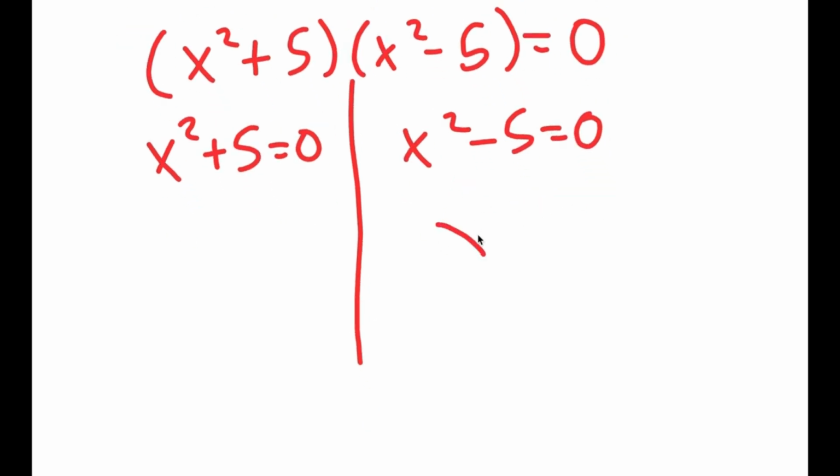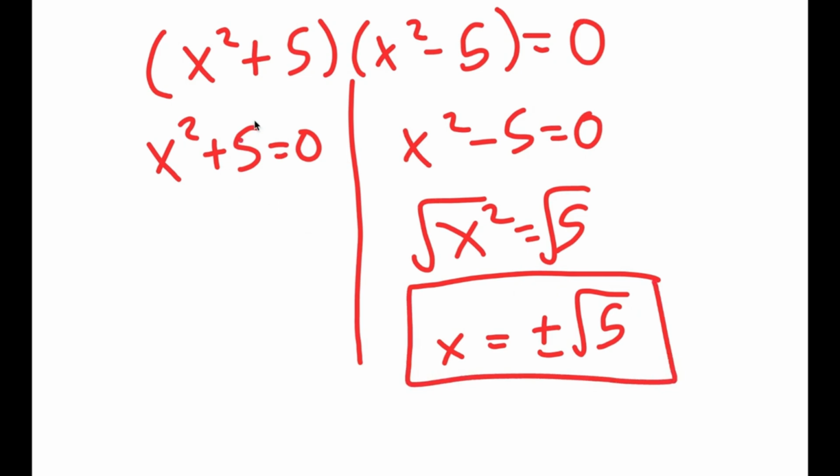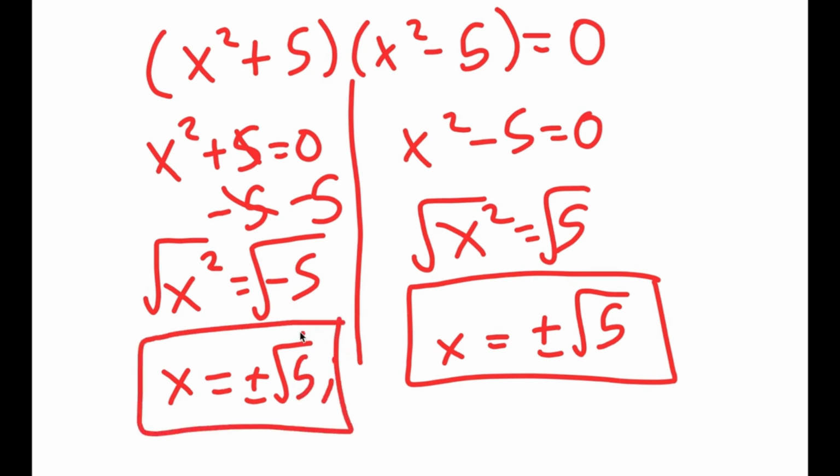So for x squared minus 5 equals 0, I get x squared equals 5. If I take the square root on both sides, I get x is equal to positive or negative square root of 5. Now for x squared plus 5 equals 0, I can subtract 5 on both sides. So I get x squared is equal to negative 5. If I take the square root, I get x is equal to the square root of negative 5, which is equal to the square root of 5 times i. So these are my four solutions to this equation.